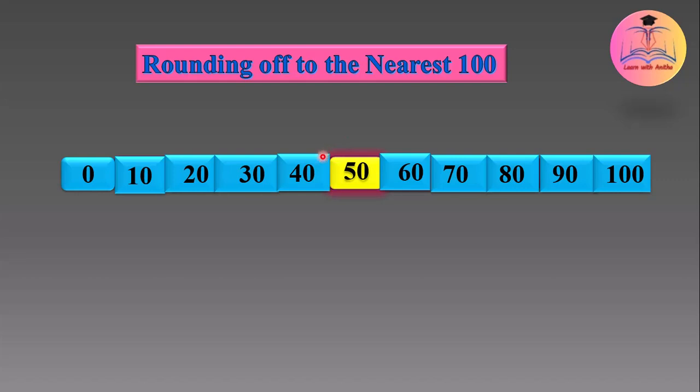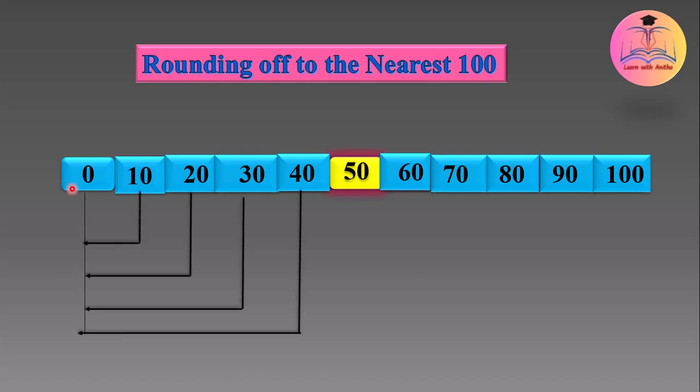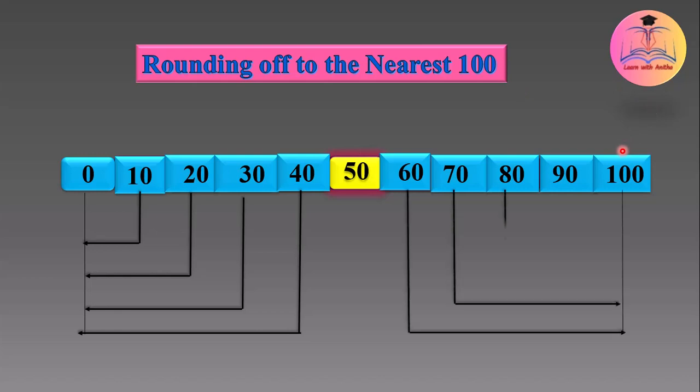The numbers 0 to 49 are nearer to 0. Then the numbers 51 to 100 are nearer to 100. So 50 is the middle number. Less than 50 means we round off to 0. Greater than or equal to 50 means we round off to 100.